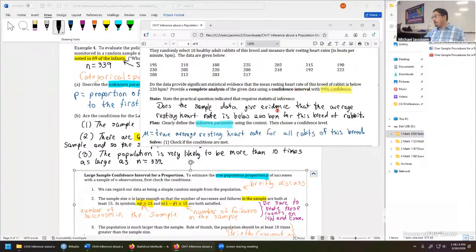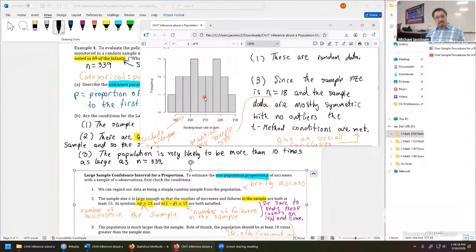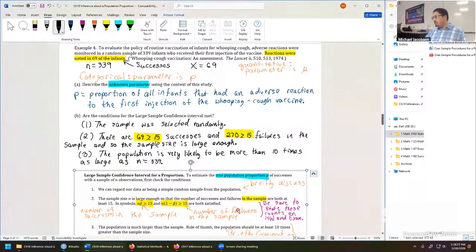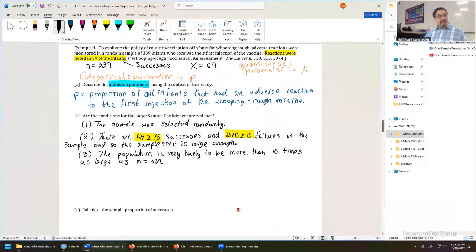Then we check robustness by providing a histogram, analyzing how severe the skew is, if there are any outliers, and comparing it against the sample size, 18 in this problem. But as far as quantitative data goes, it's a little bit more direct. For condition checking here, you don't have to produce any graphics. The major thing you're checking is successes and failures, discussing randomization, and the population size relative to the sample.